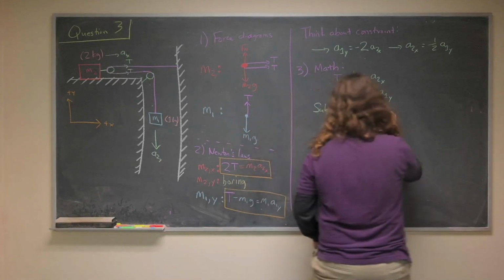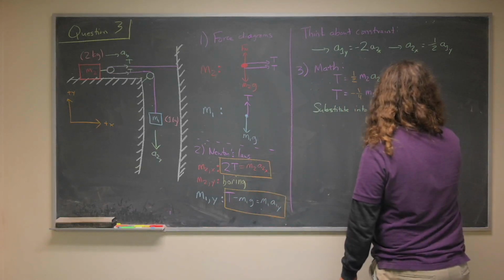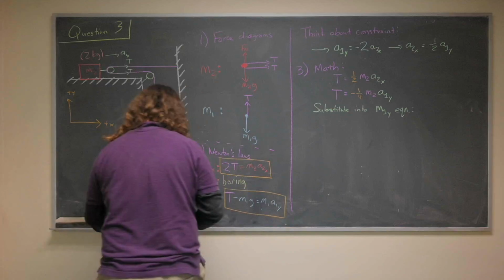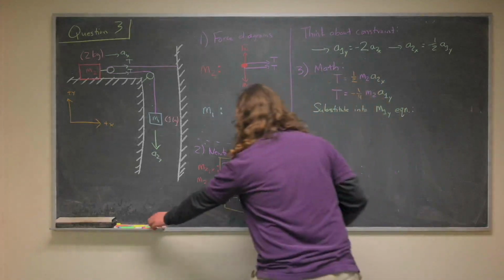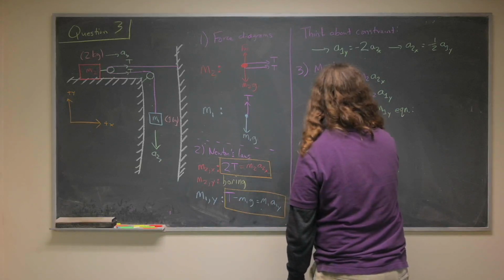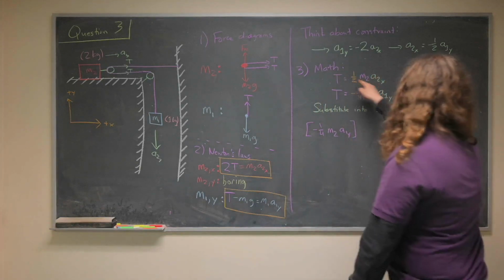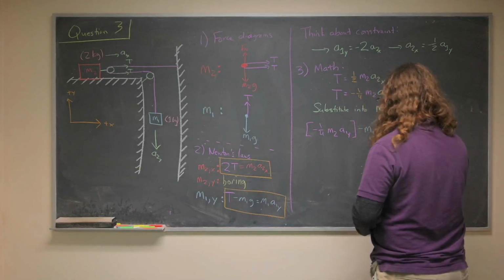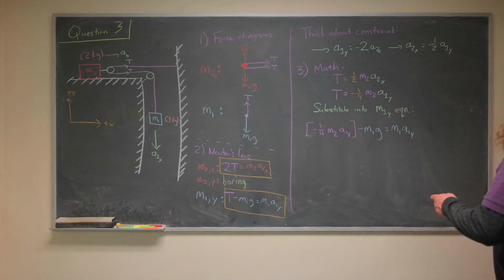So I'm going to substitute into this M1y equation. So that gives me the tension. So I have minus 1/4 M2 A1y. That's this expression I got. Minus M1G equals M1 A1y. Okay?